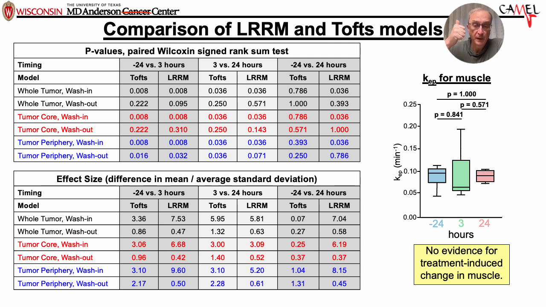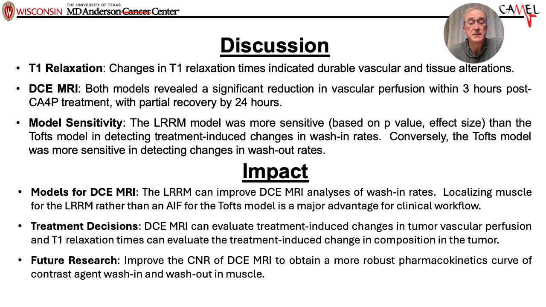So wash-in rate, good for LRRM. Washout rate, better when using Tofts. And the effect size also corroborates this. We see a much better effect size using LRRM for wash-in and better effect size for washout when using the Tofts model. So T1 relaxation can see changes in the tumor. DCE MRI, both models work well. Model sensitivity, LRRM is better for measuring wash-in. Tofts is better for measuring washout.